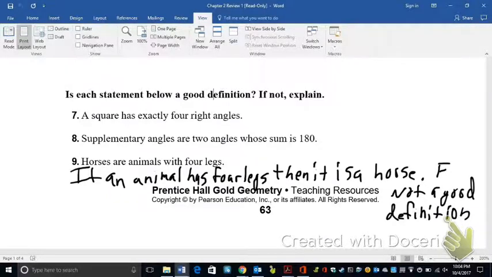Okay, again, a good definition, go back to the last slide. A good definition can be written as a true biconditional. A true biconditional has a true conditional, and the converse is true.